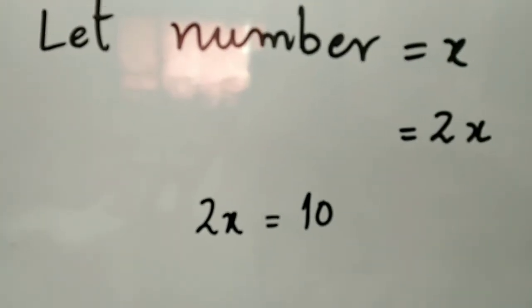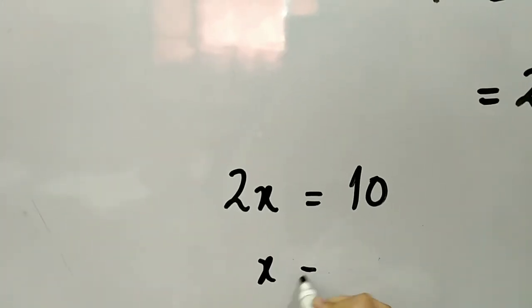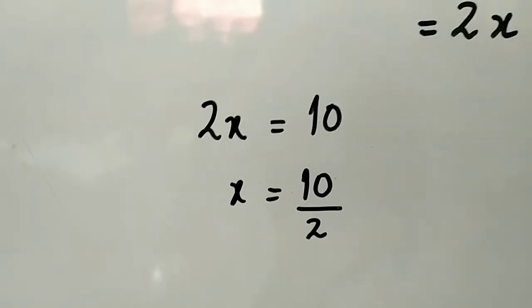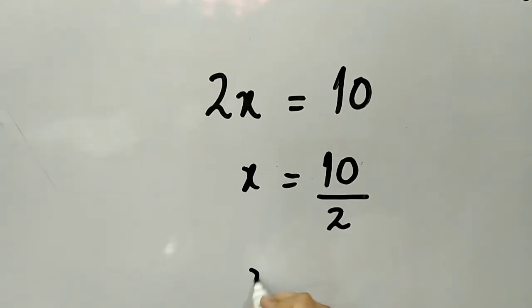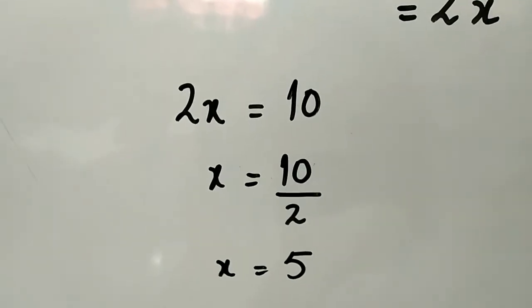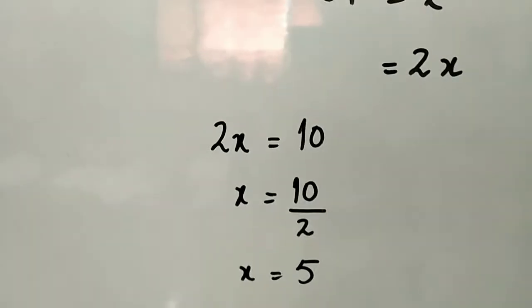Now we have to find the value of x. That means x will be equal to 10 divided by 2. And we get our required number, that is x equals 5. So 5 times 2 will be equal to 10. So the original number is 5.